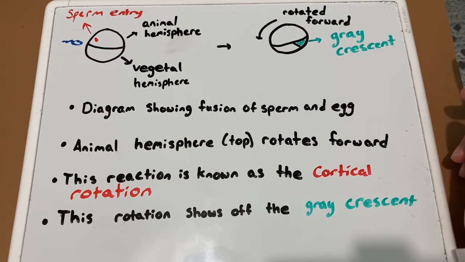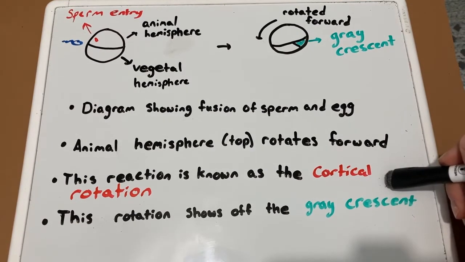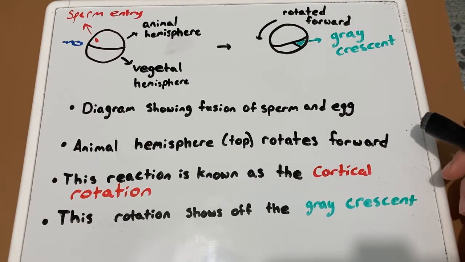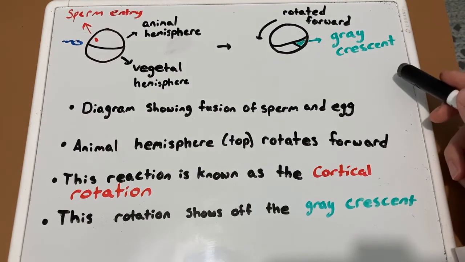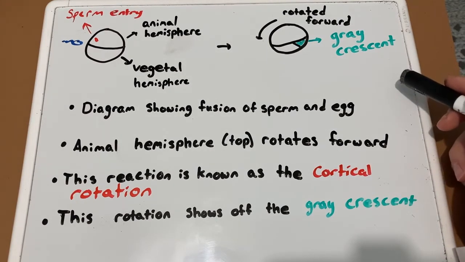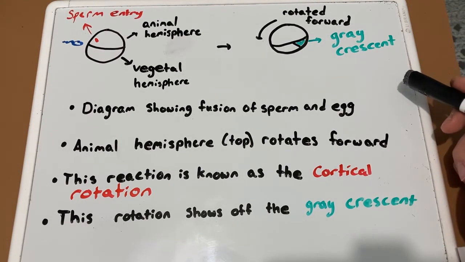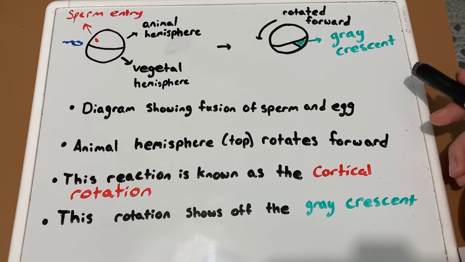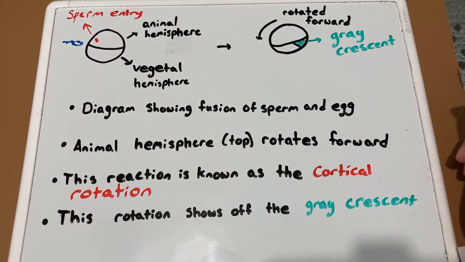This rotation is known as the cortical rotation. And because of this rotation, an area known as the gray crescent is shown. And the gray crescent is the future dorsal side of the organism. So the dorsal side is the back side of an organism. So think of a dolphin, for example. It has a dorsal fin, which is on the back side of the organism.